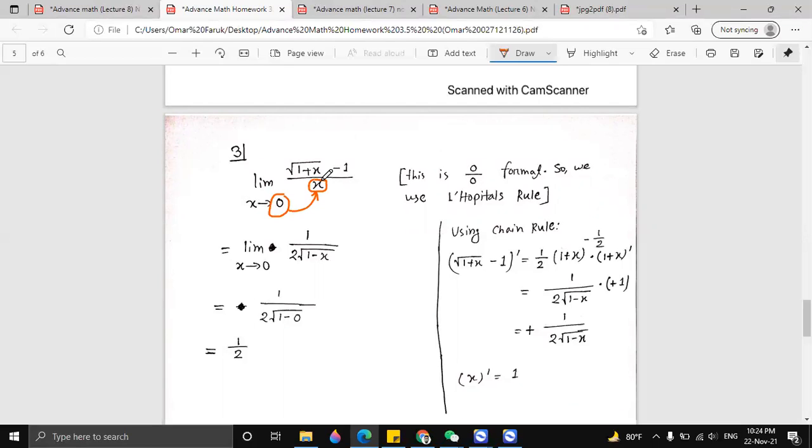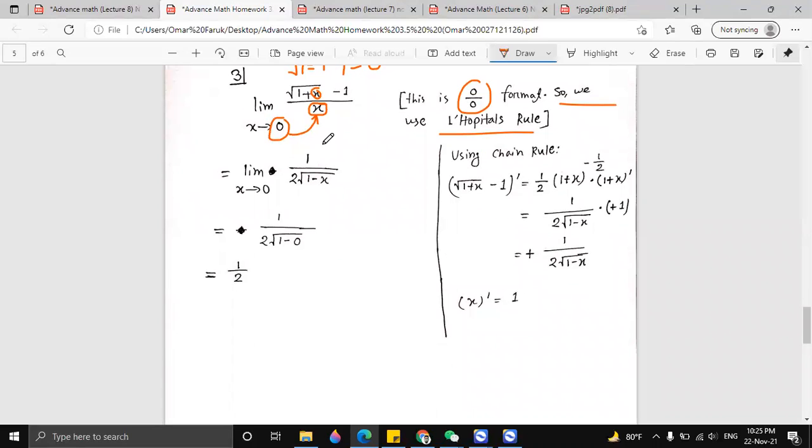If we also input x equal to 0 here, it will be root over 1, that means 1. So 1 minus 1 will make 0, right? So we can see that it is a 0 divided by 0 form. If a function is in 0 divided by 0 form, we have to use L'Hôpital's rule, okay? And L'Hôpital's rule means we have to differentiate the upper function and also the lower function.